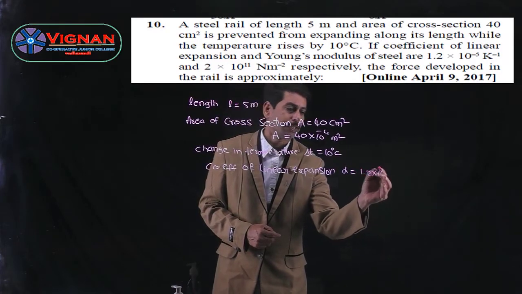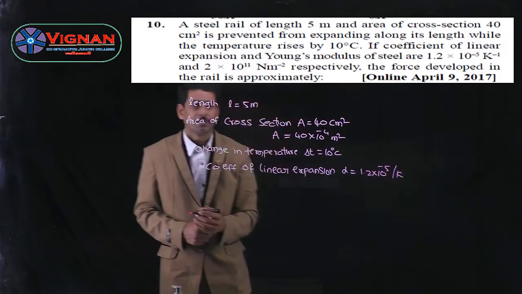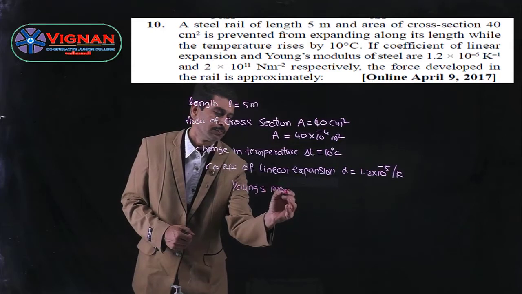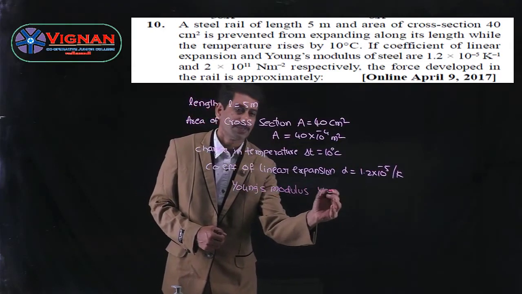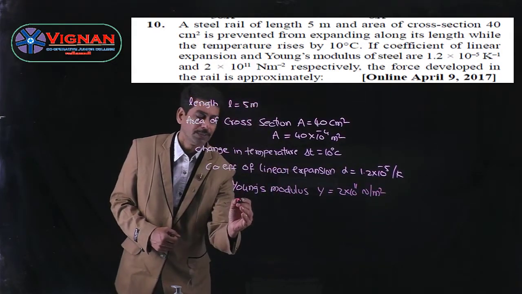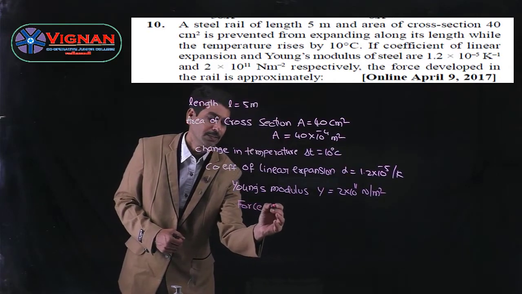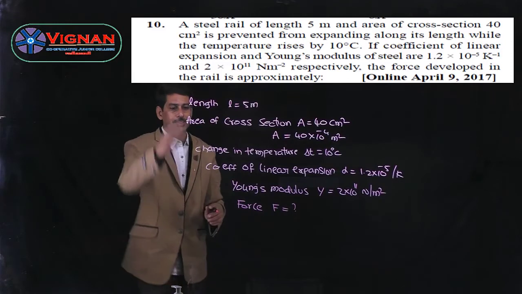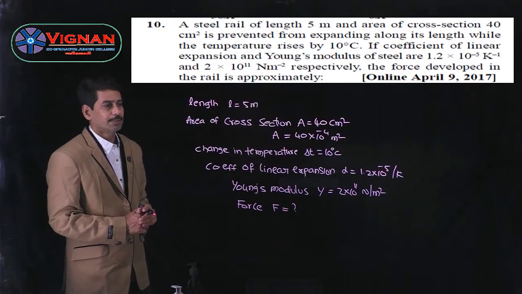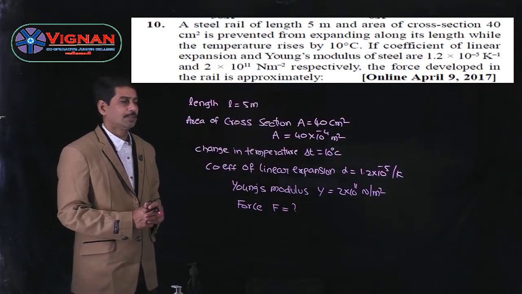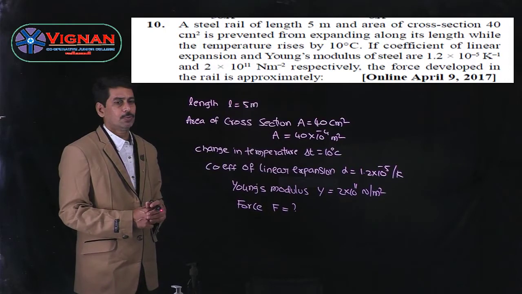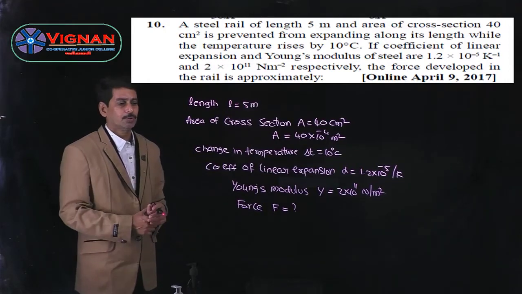1.2 into 10 power minus 5 per Kelvin, whereas the Young's modulus, denoted by Y, is given as 2 into 10 power 11 Newton per meter square, and we are asked to find the force developed in the rail. So this is the data given. Length is 5 meter, area is 40 into 10 power minus 4 meter square, change in temperature is 10 degrees centigrade, alpha is 1.2 into 10 power minus 5 per Kelvin, Young's modulus Y is 2 into 10 power 11 Newton per meter square, and we are asked to find the force.